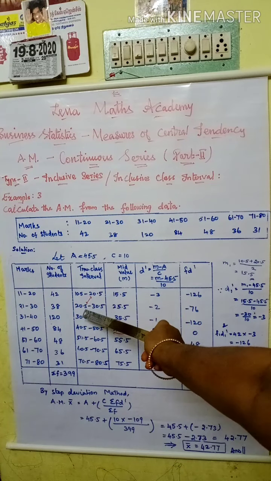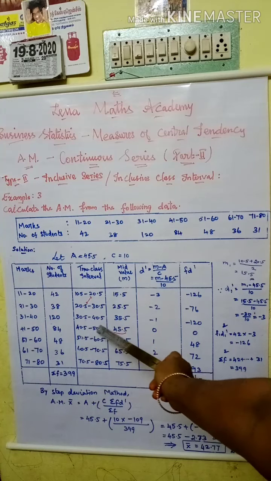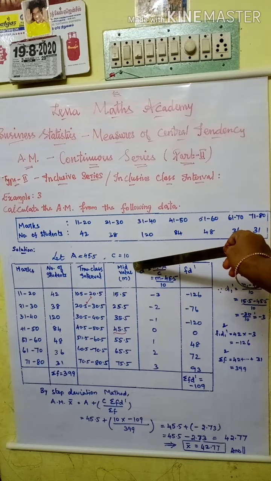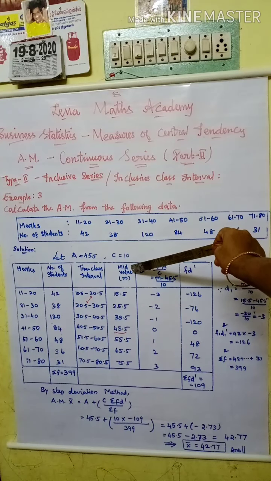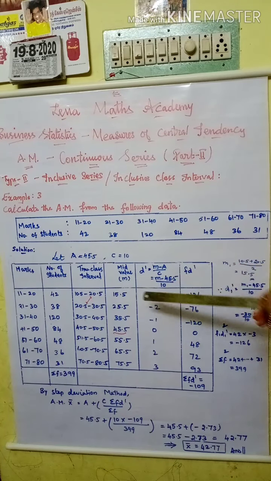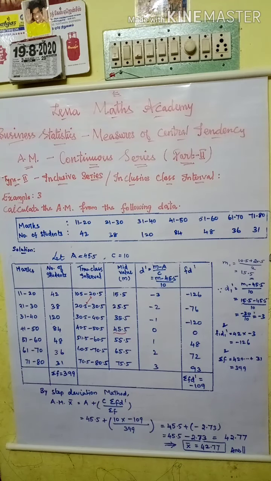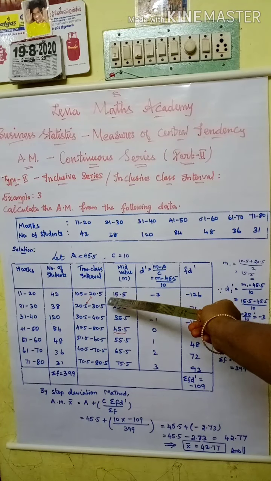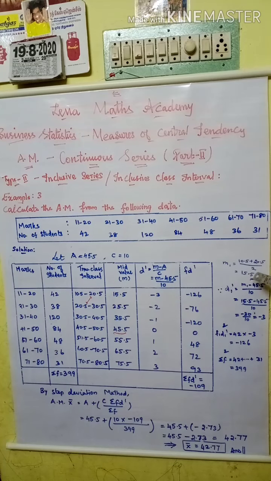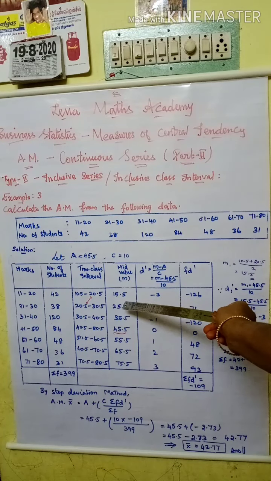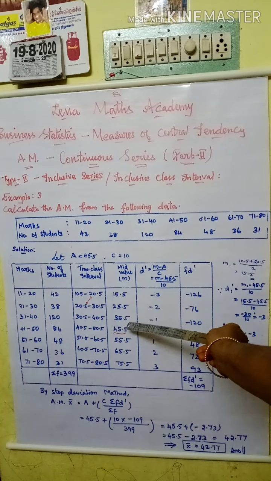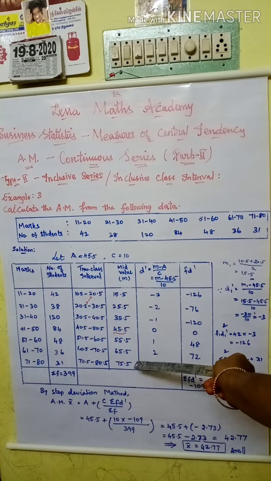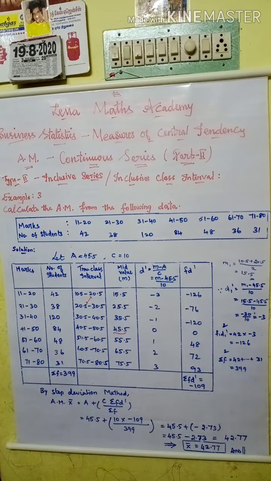So here we have the continuous class intervals, that means exclusive class intervals. Next, the mid value: upper limit plus lower limit divided by 2. For the first interval, 10.5 plus 20.5 divided by 2 gives 15.5. Similarly we get 25.5, 35.5, 45.5, 55.5, 65.5, 75.5.